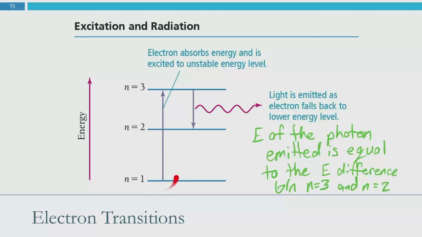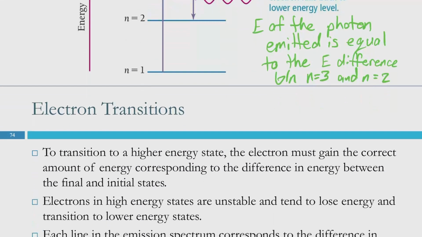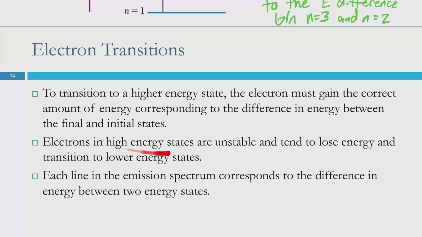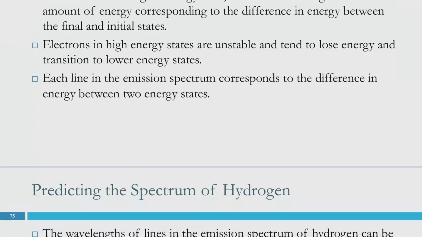If it initially started at n equals 1, it would probably also at some point fall from n equals 2 to n equals 1 and release a different wavelength of light, because the distance between 2 and 1 is different from 3 and 2. So to jump up to that higher energy state, it needs to gain the correct amount of energy that corresponds to that difference in energy. Electrons in those higher energy states are unstable. They're not going to be able to stay there forever. They're going to tend to lose energy, dropping down to a lower energy state, and they will release some light.